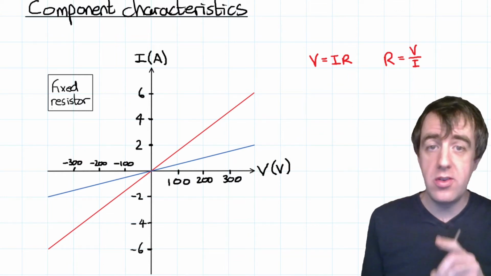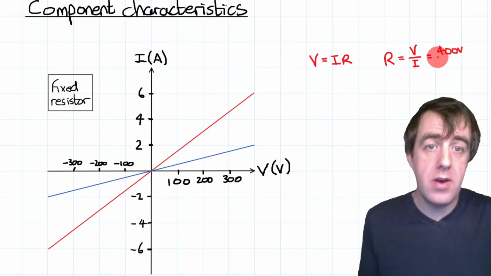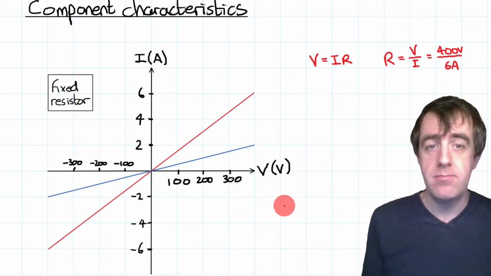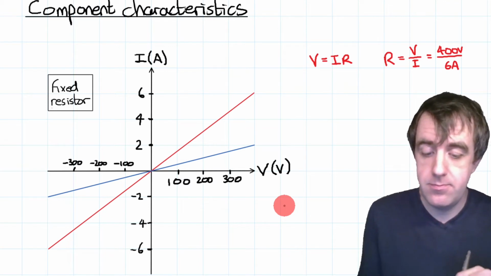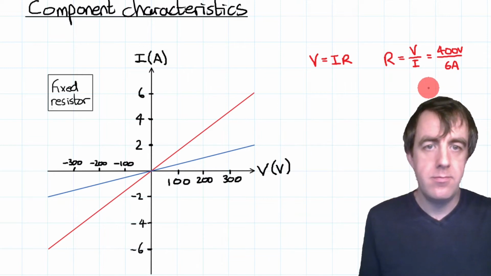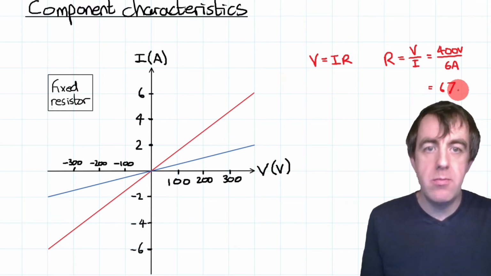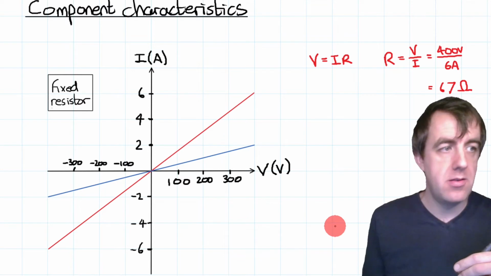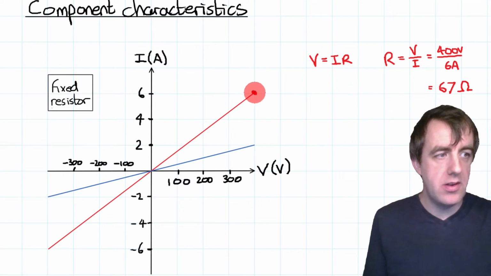I can then substitute the numbers. 400 volts divided by 6 amperes. And if we were to plug that calculation into our calculator, we would get 67 ohms to two significant figures. That was the calculation for this point here.